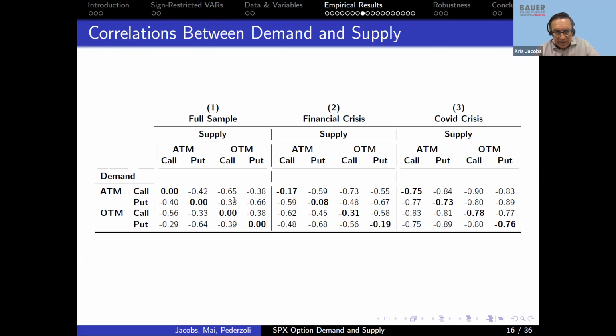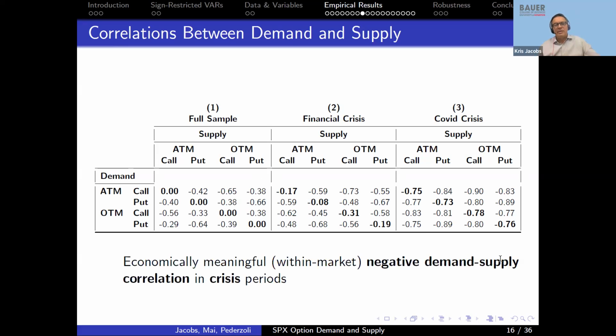And so what I find really interesting is, let's just focus on the diagonal. So the diagonal over the whole sample is 0, but then you can clearly see in the crisis periods that diagonal becomes negative in the financial crisis, and it becomes very large and negative in the COVID crisis. And so what we see is economically very meaningful, within market negative demand supply correlation in crisis periods. So basically what's happening in crisis periods, and the pictures we looked at tell you that story to some extent already, is that very often, at least, demand shifts to the right and supply shifts to the left, right? And so that's the negative correlation.